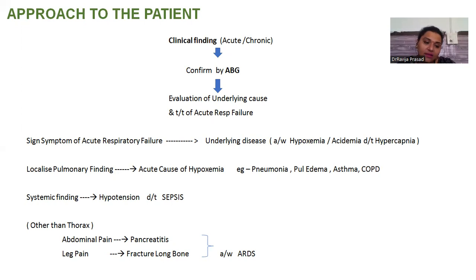Other than the thorax, other organ findings could be abdominal pain, which can lead to pancreatitis, and leg pain, that is, fracture of a long bone, which can lead to ARDS. These are the conditions which also get included in ARDS. So this is how you approach the patient if the patient is getting into an acute or chronic form of respiratory failure.